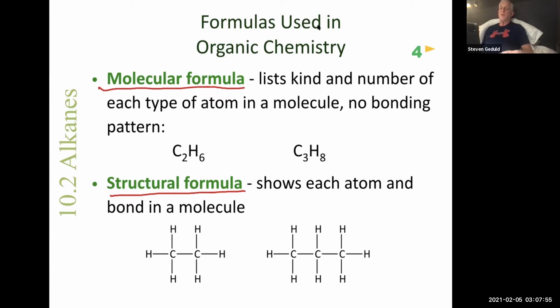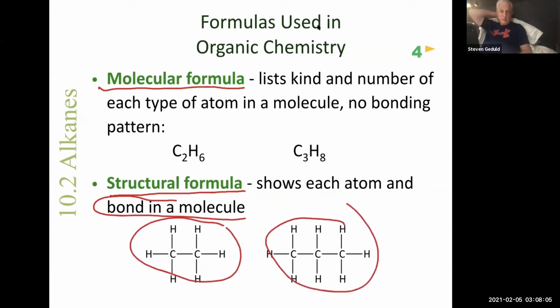The structural formula shows the shape of the formula. It shows you how this is 2 carbons here, and this is 3 carbons in a row. What is it called when there's the same molecular formula but a different structural formula? What's that called? Isomer. Perfect. That's called an isomer.